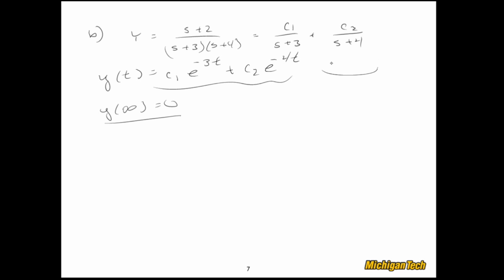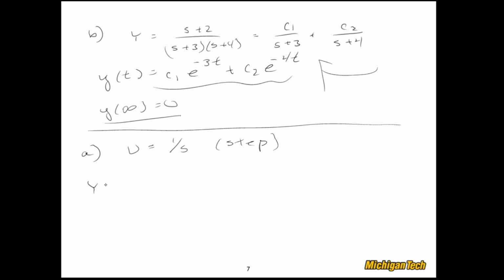And we didn't really have to do all this inverse Laplace transform stuff. That's one of the powerful aspects of the final value theorem. So now let's do case A, where we let u equal 1 over s, a step. When we do that, we get y is equal to s plus 2 divided by s squared plus 7s plus 12.